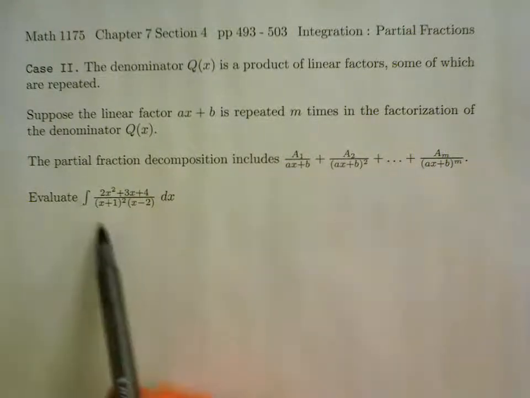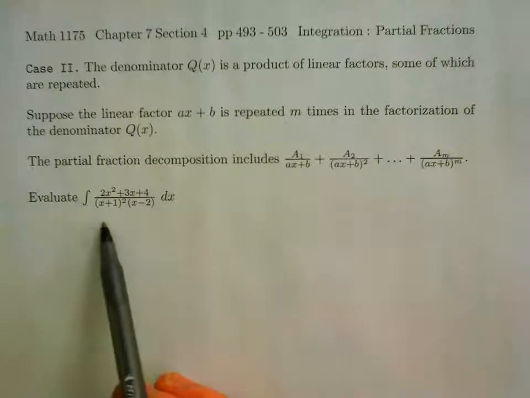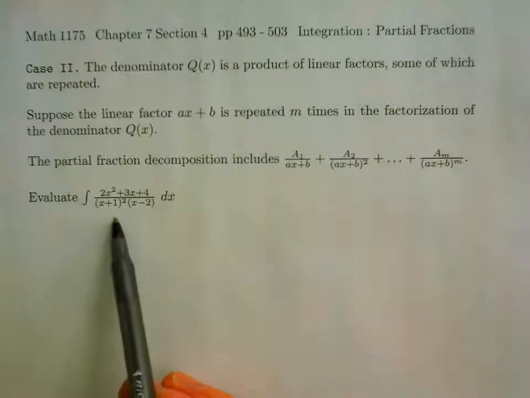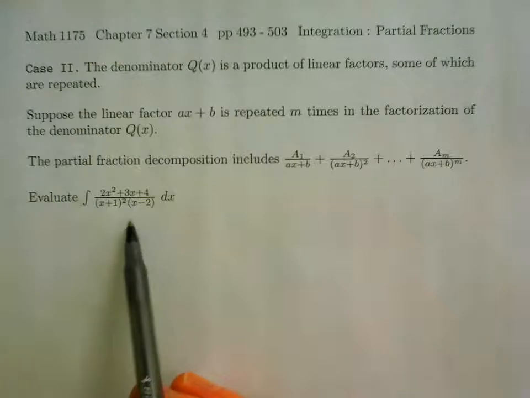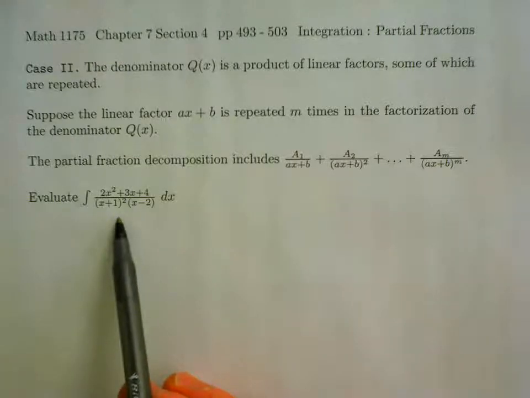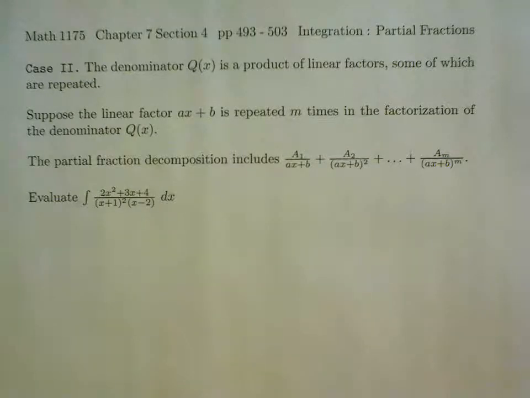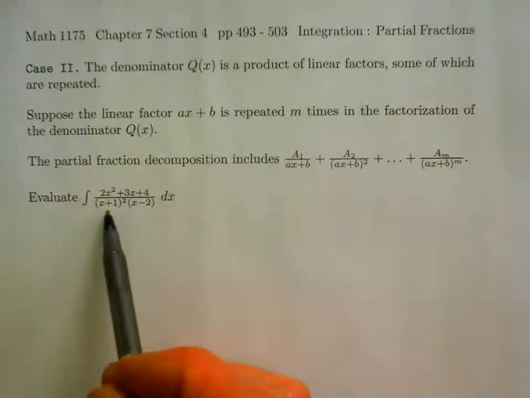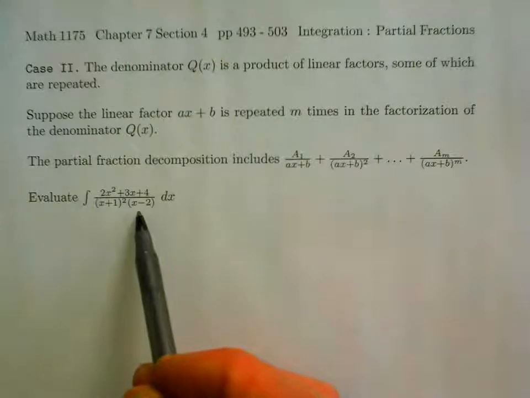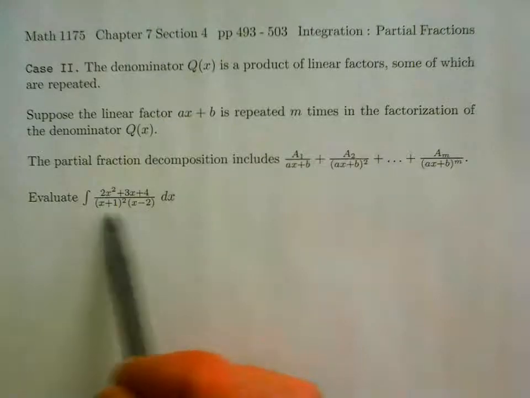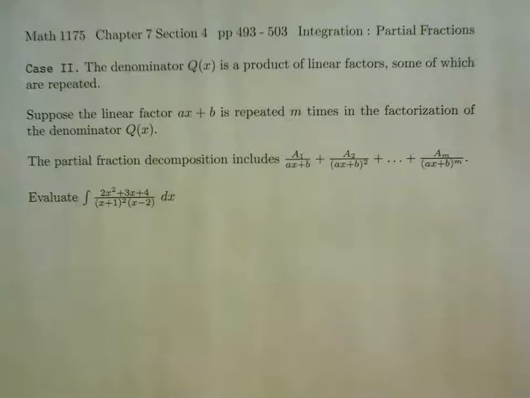Okay, so here's an indefinite integral. This is proper because the degree of the numerator is 2, and what's the degree of the denominator? It's 3. Yeah, we have three linear factors. (x plus 1) squared is (x plus 1) times (x plus 1), and then times (x minus 2). So the denominator has degree 3. So it is proper.